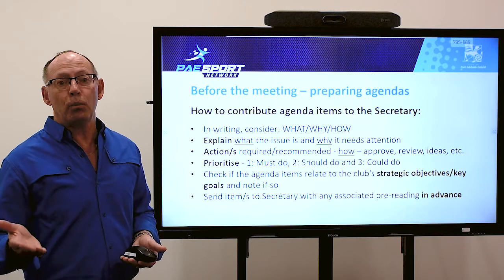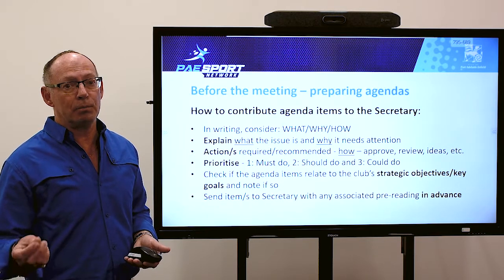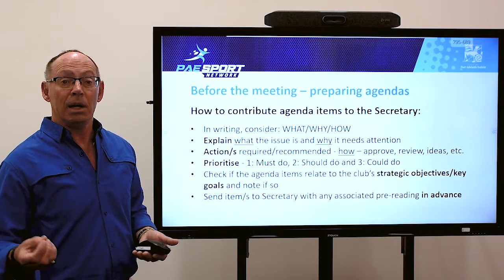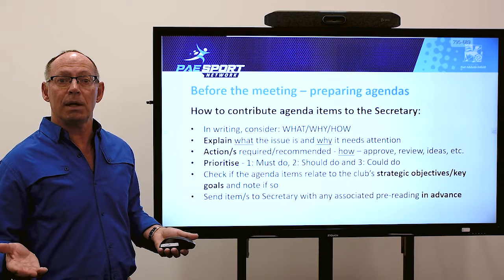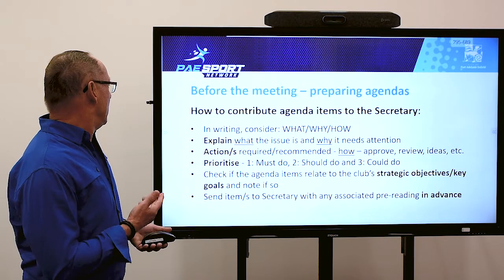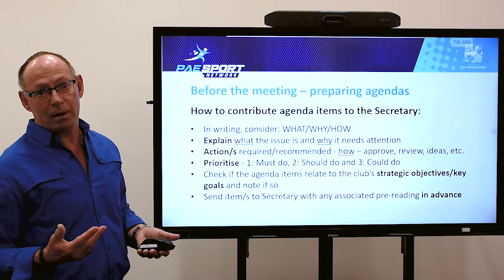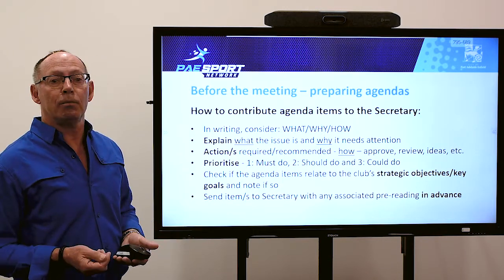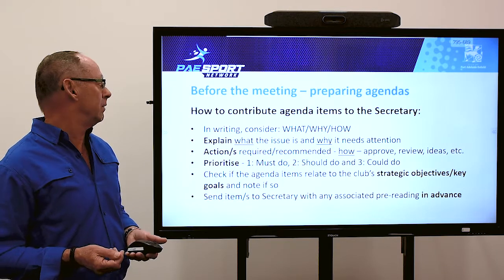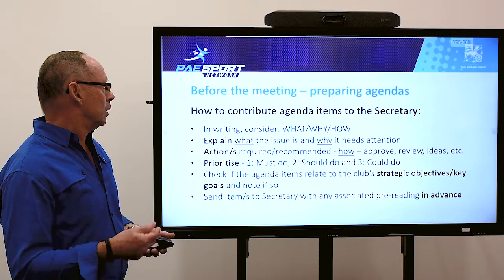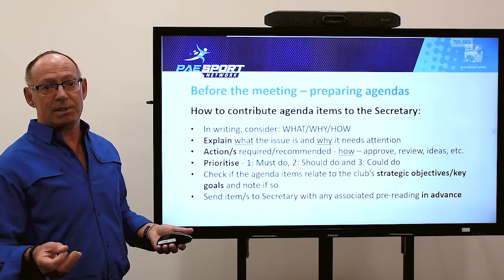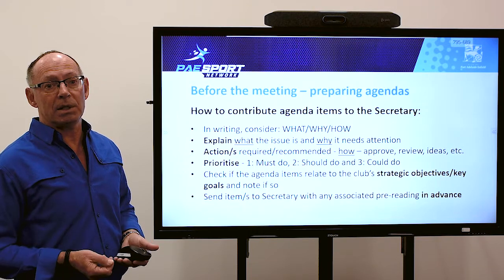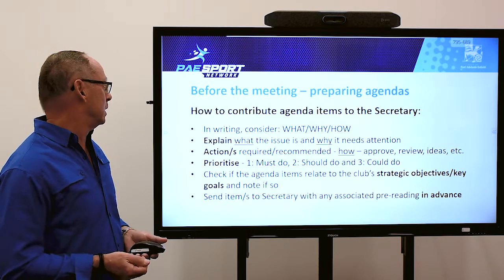Explain what the issue is and why it needs attention. And the why is really important because that's the nut of the reasoning behind why you want something to happen. And if people know that, it opens up their understanding of your perspective. The action required, which is really the how. So you might want to suggest, you may not have the answer, but you might want to suggest a couple of ways that you could go forward with this particular innovation or suggestion or issue. So it could be just to approve something, so they just have to say, yeah, go ahead, or to review something, or just you might want creative ideas, and they might be brought to the meeting itself.